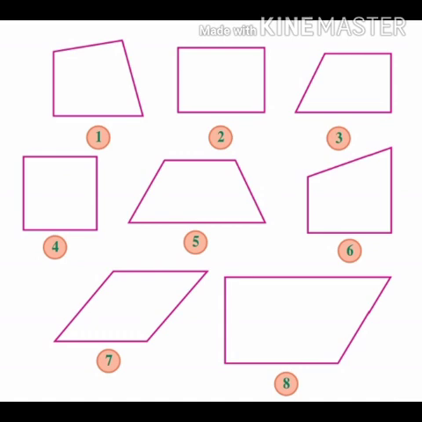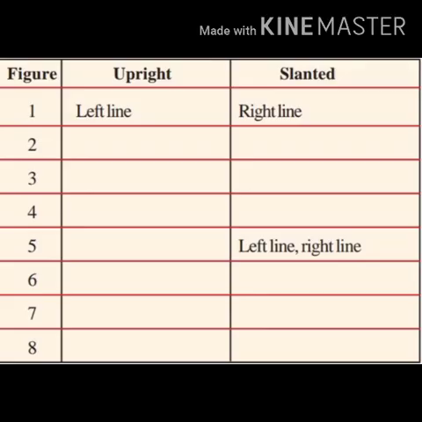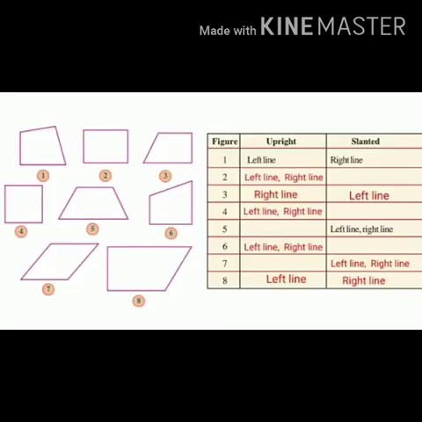For example, look at the first one. The left line goes straight up while the right one is slanted to the left. Just like that, we can fill the table using the previous picture. We already discussed the first picture. What about the second picture? The left line and the right line are upright. There are no slanted lines. In the third picture, the right line is upright and the left line is slanted. What about the fourth picture? The left line and the right line are upright and there are no slanted lines.